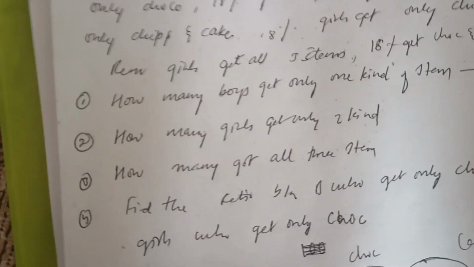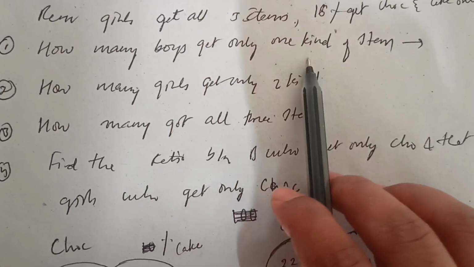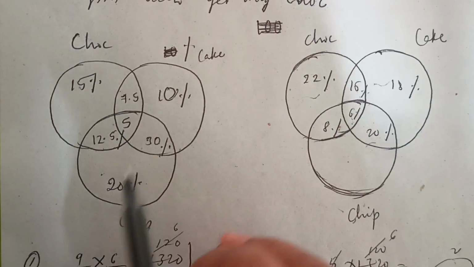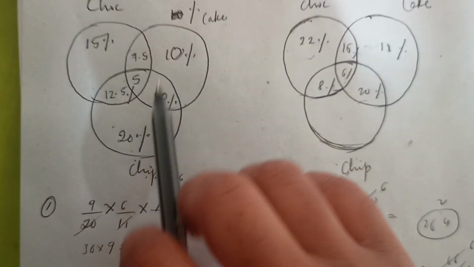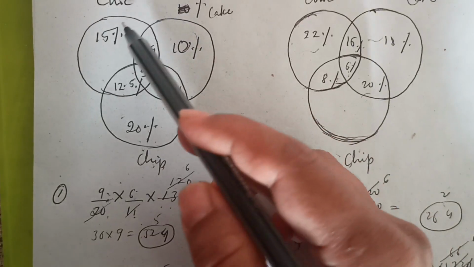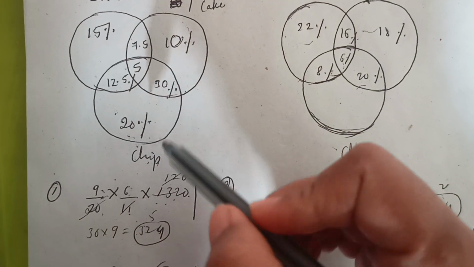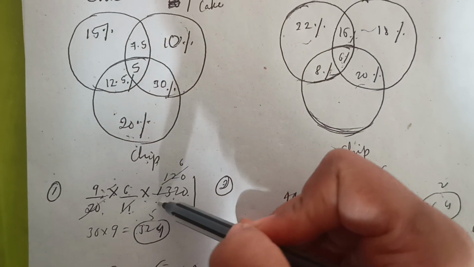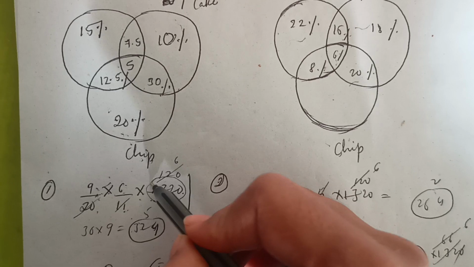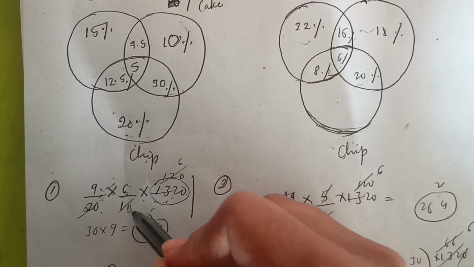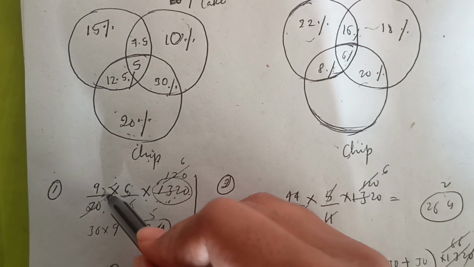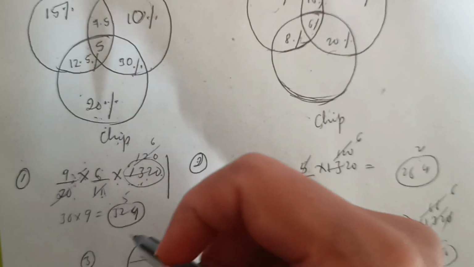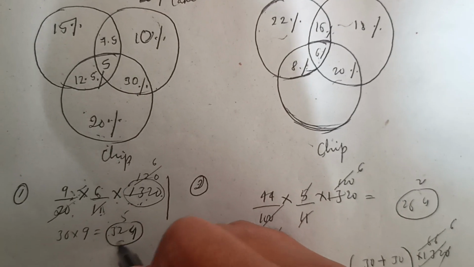So let's get into the question. How many boys get only one kind of item? Here we have to calculate the sum of 15, 10 and 20%. If I add this, I will get 45%, and this 45% will be equal to 9 by 20 into 6 by 11 into 1320. This is the total number of students, and this is the fraction of boys out of the total, and 9 by 20 is the boys who like only one kind of item. After simplifying this, I will get 324 as the answer.